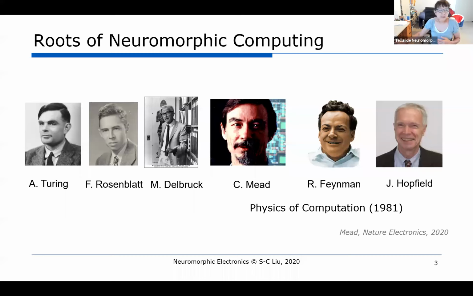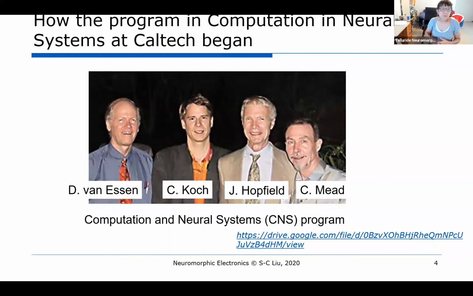And Carver went on together with John Hopfield to start this program called the Computation and Neural Systems Program at Caltech, along with David Wine, and they hired the first faculty, which was Christof Koch. A lot of the people who have worked continuously in neuromorphic engineering over the years since then really came from students and ex-students of Christof, John Hopfield, and Carver Mead.